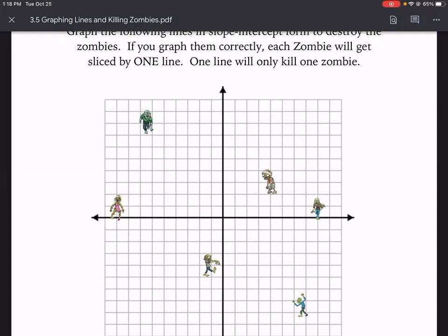Now, this is pretty big, so I am also going to give you rulers to help you out with this. So you are going to graph these 6 lines. We'll work together.